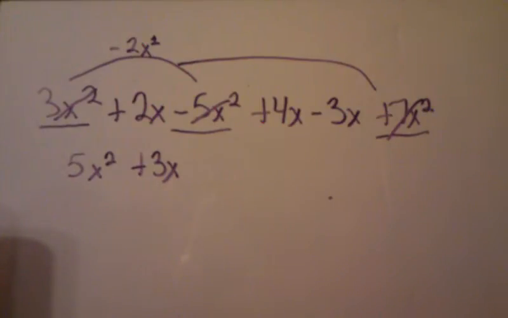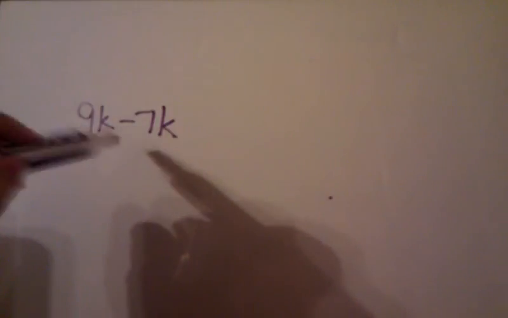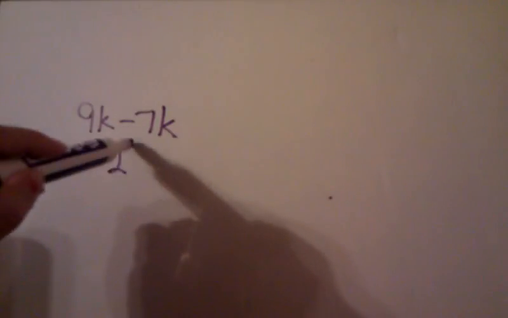Okay, go to number 1. Let's look at our problems. What's the answer to number 1? Okay, you should know this. 9k minus 7k. 9 minus 7 is 2. Have to keep my k there. 2k. Okay? This isn't anything different. It's the same thing we've been doing.